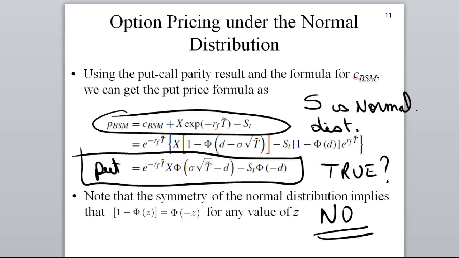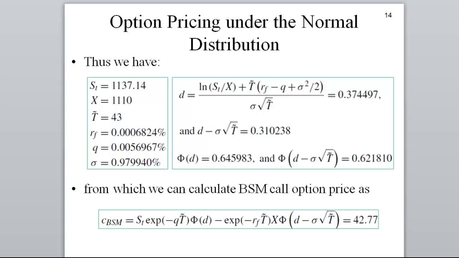Okay, so this model is going to have several problems, and the main one is that S is not normally distributed. Still, there are ways to work around that problem, and we're going to see which ways we use to work around the normality problem. Let's give an example of this Black-Scholes-Merton model.